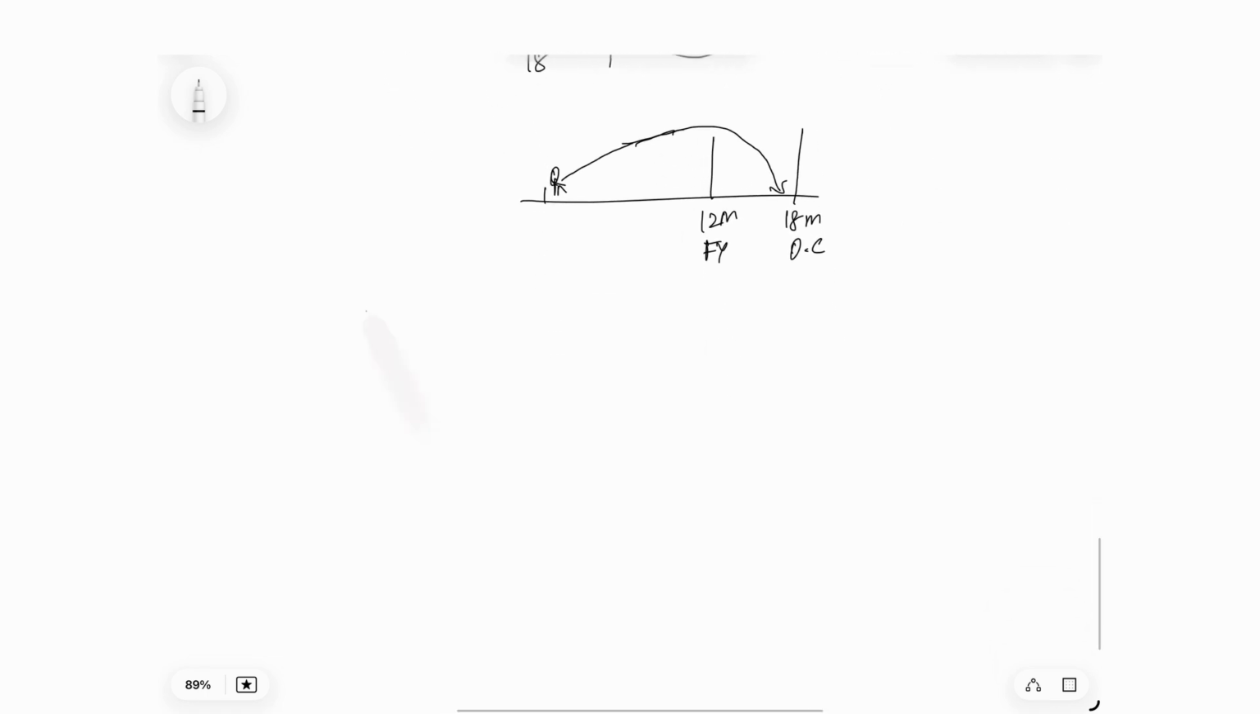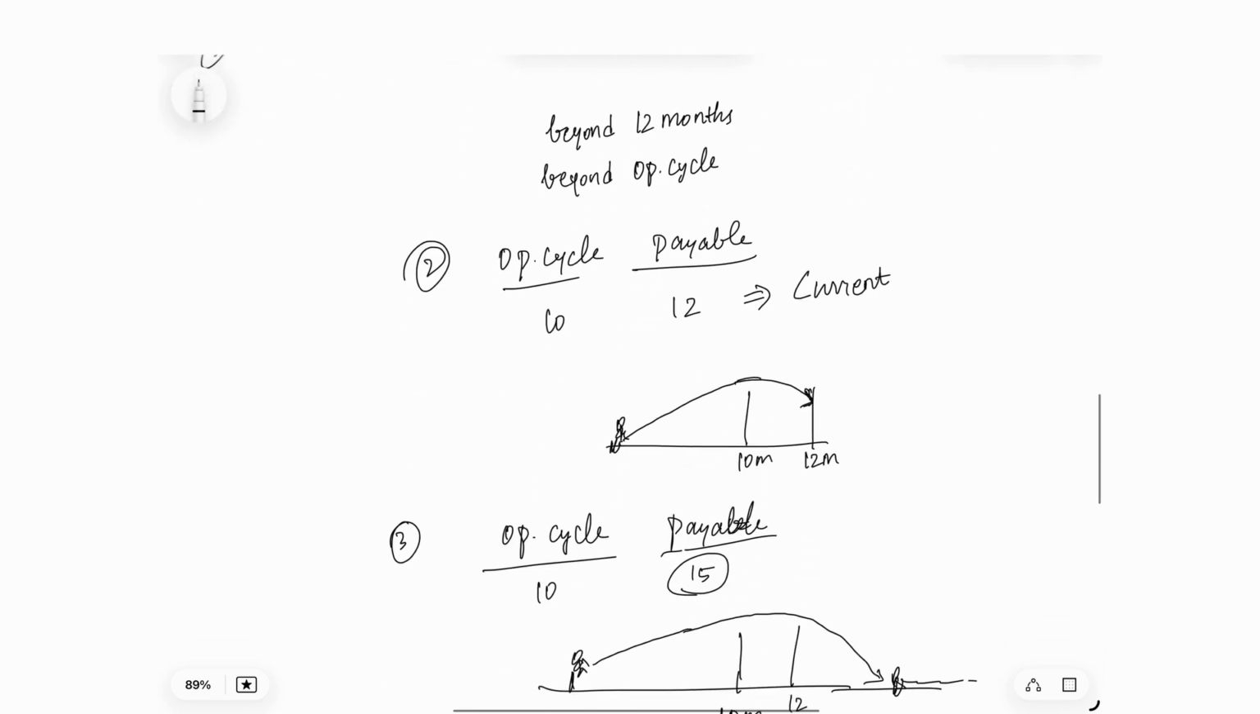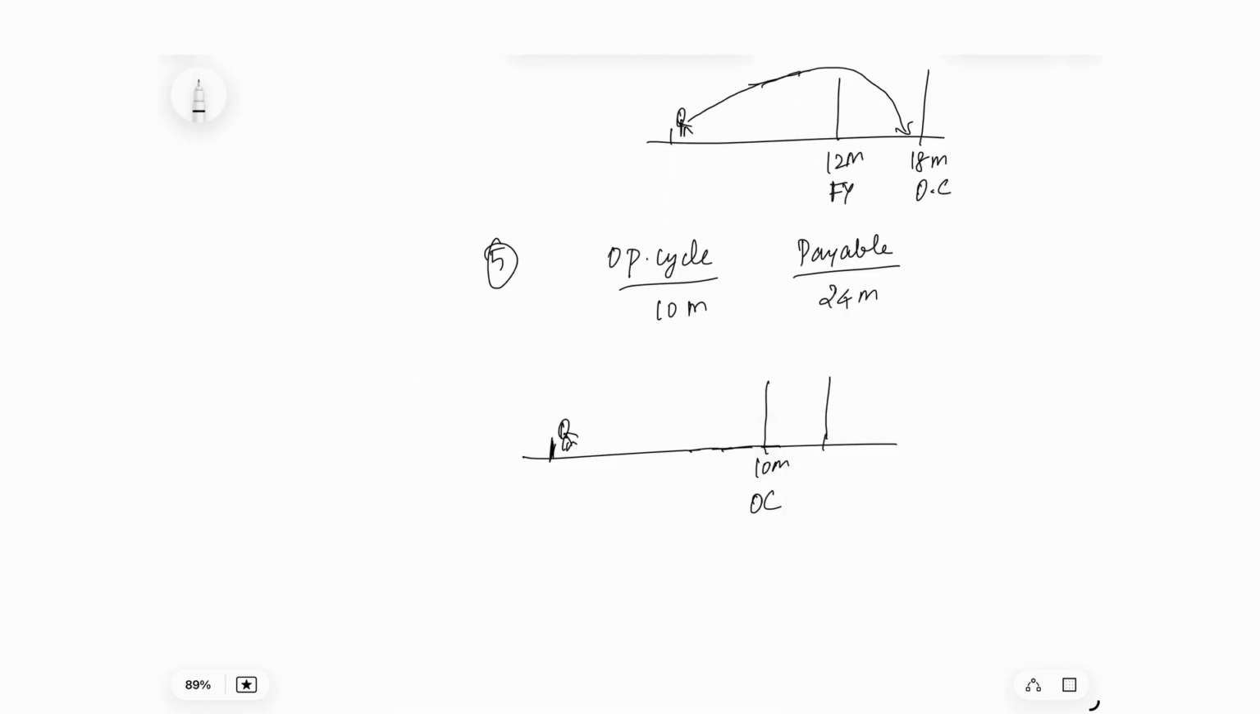Now let us discuss the last scenario. Operating cycle 10 months and payable 24 months. You have the operating cycle 10-month barrier, and then you have the 12-month standard financial year barrier. And the payable is after 24 months. Therefore, if the prisoner launches himself out, he will successfully cross this 10-month barrier, and also the 12-month barrier, and he will successfully land outside the prison and escape. Therefore, in this scenario, the liability is a non-current liability.